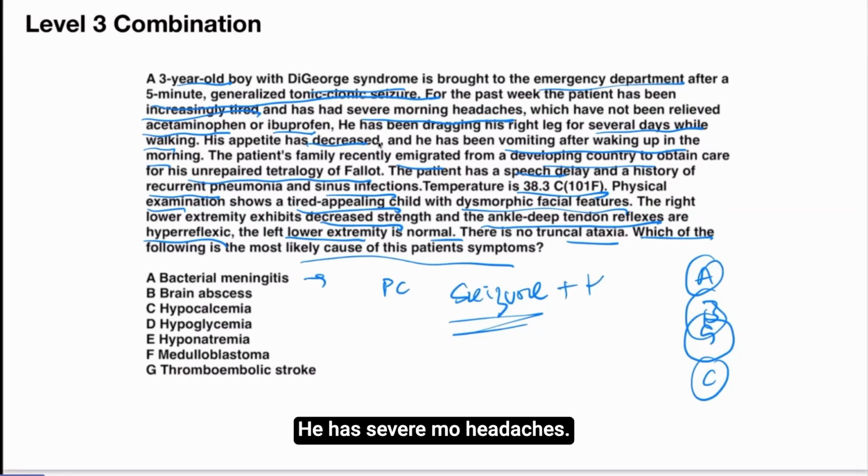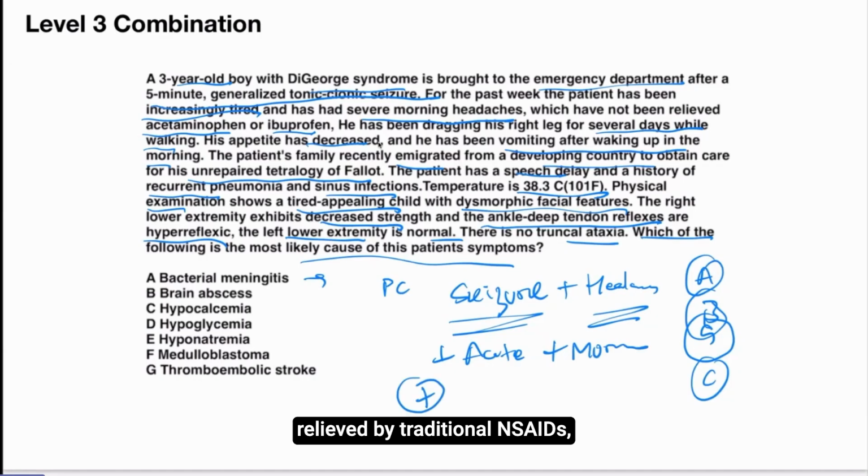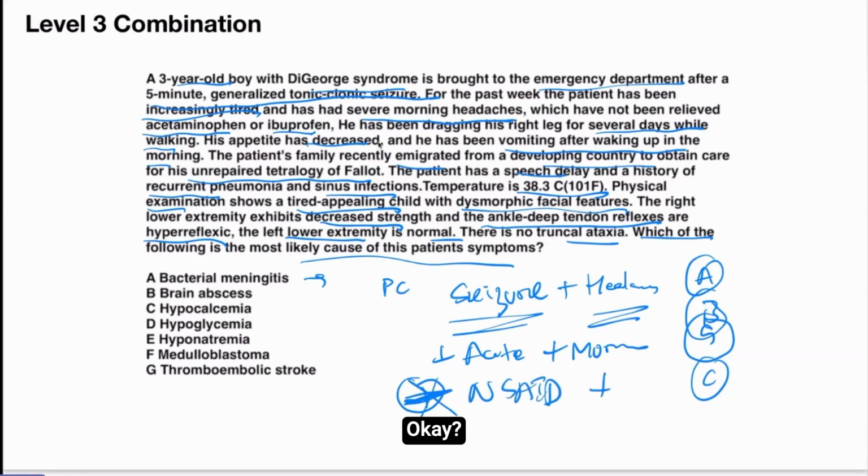So guy just had a seizure. He has severe headaches. So there's some headache that's happening. And this is not chronic, this is acute, happening over the several days. And these are happening in the morning. Headaches have not been relieved by traditional NSAIDs. So they don't respond to NSAIDs. Okay. What else are you seeing here is there's issues with the leg for several days. He's not able to walk. There's low appetite. So some issues with the leg that's happening.